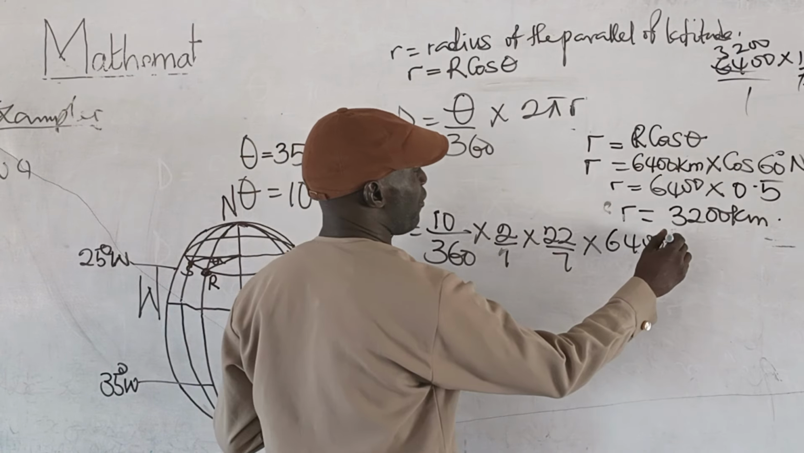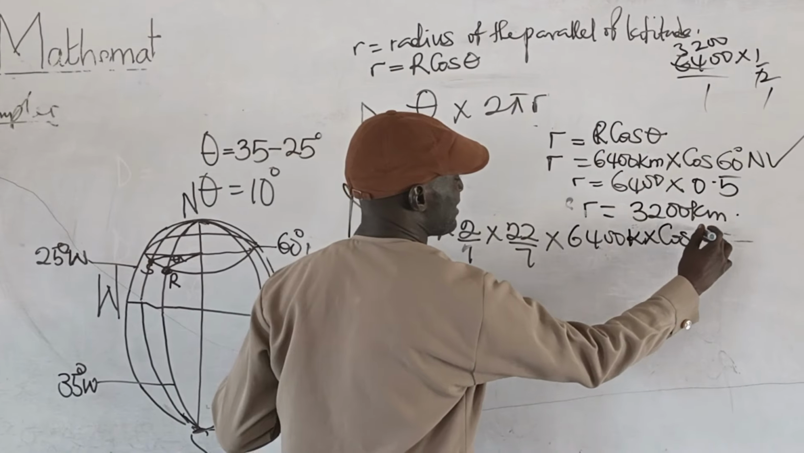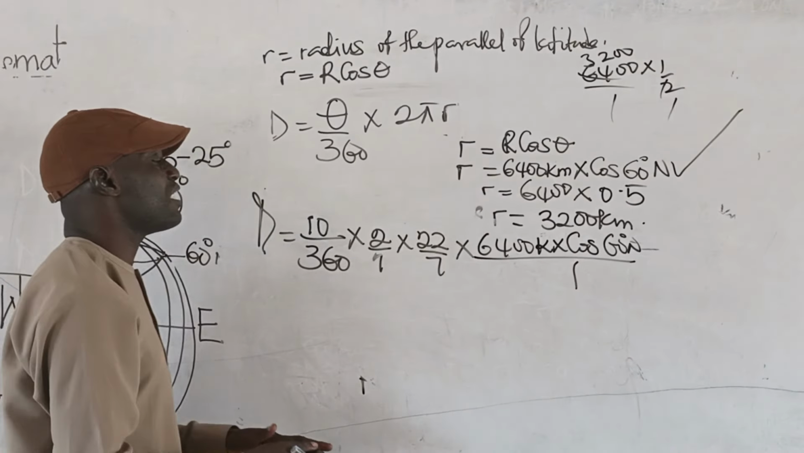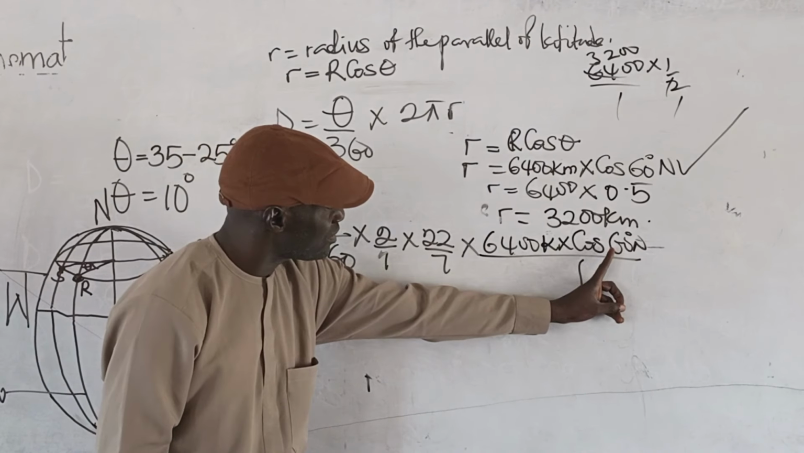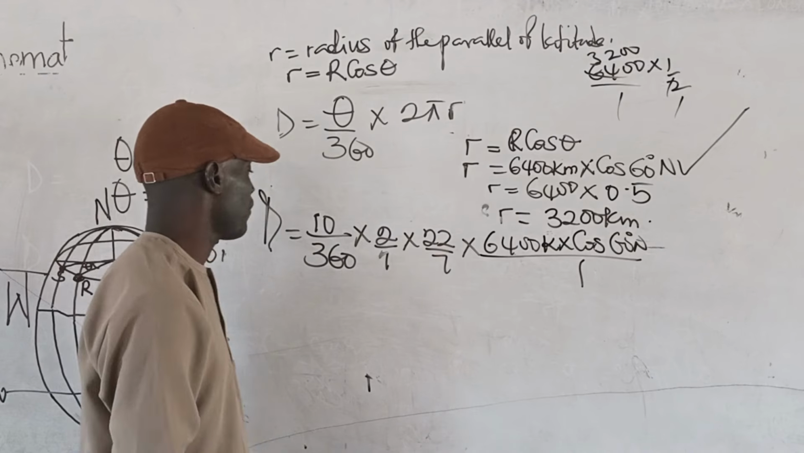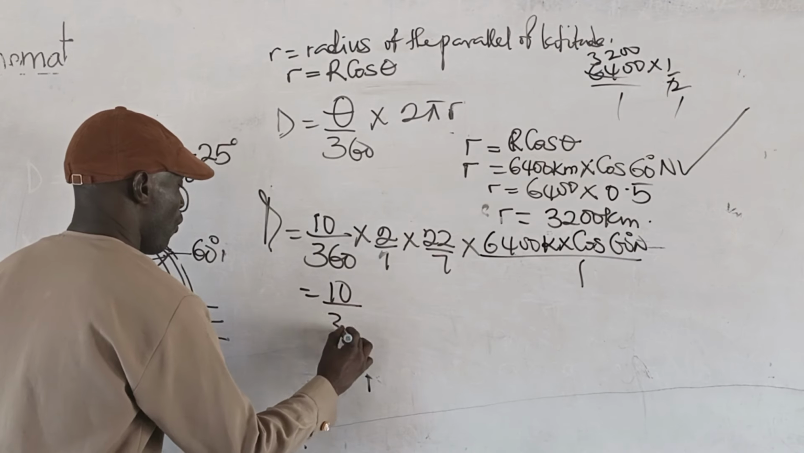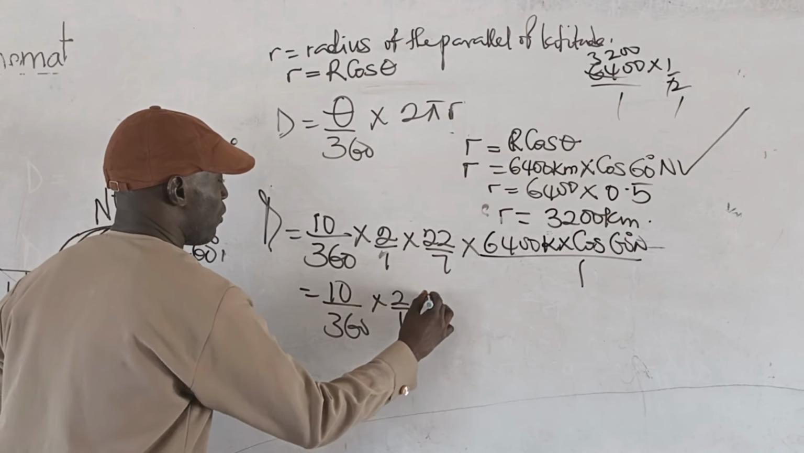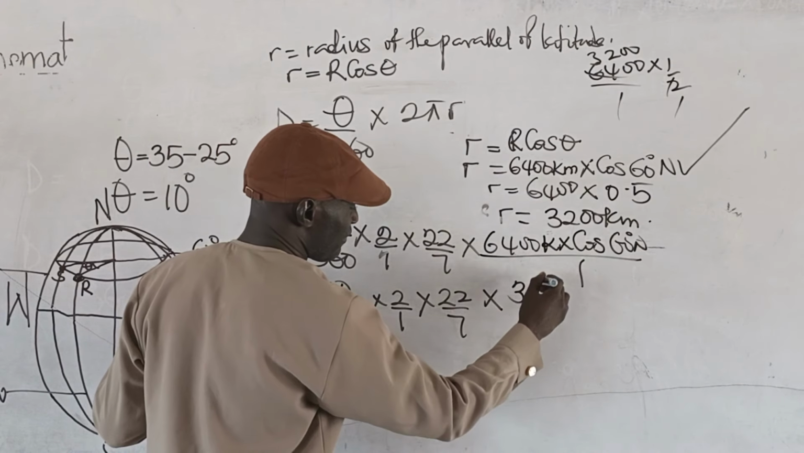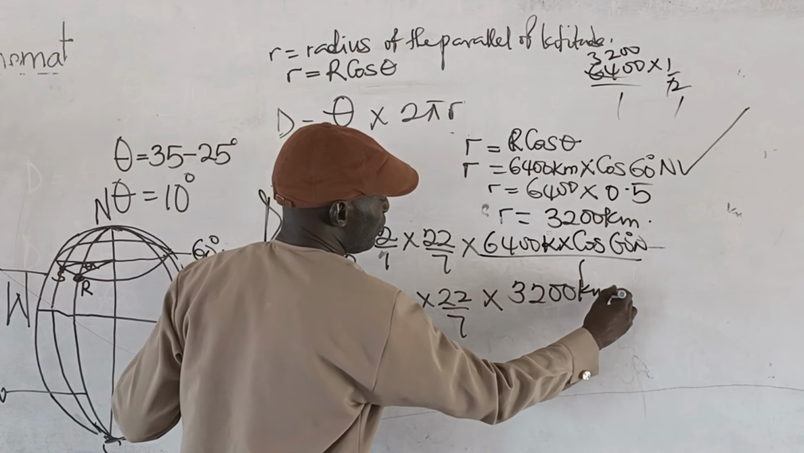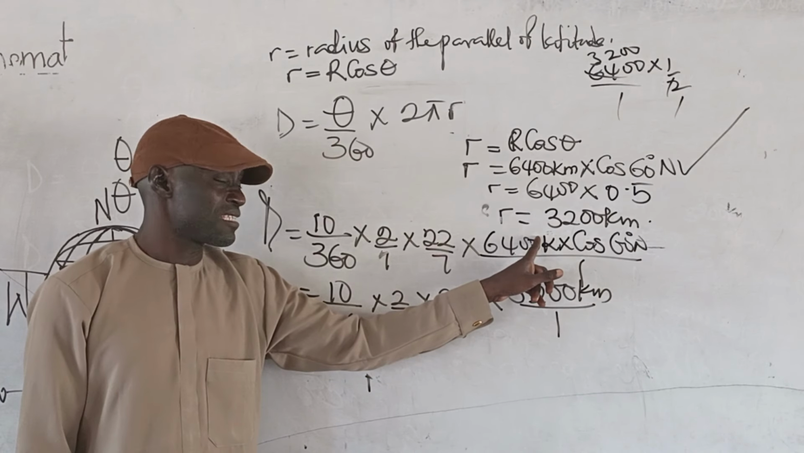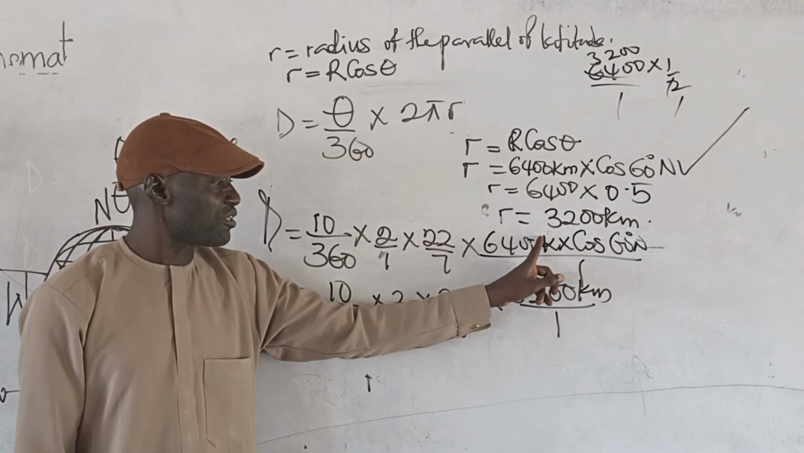So this one is 6,400 kilometers times cos 60 degrees. Cos 60 degrees, you have gotten it already. The only thing the examiner needs from you is that you repeat what you have here. This one you have here will be repeated here as well. So our 10 over 360 times 2 over 1 times 22 over 7 times, you cannot write the result, which is 3,200 kilometers over 1. Good. Because you have gotten your 2 marks here already. Examiners, they love that.